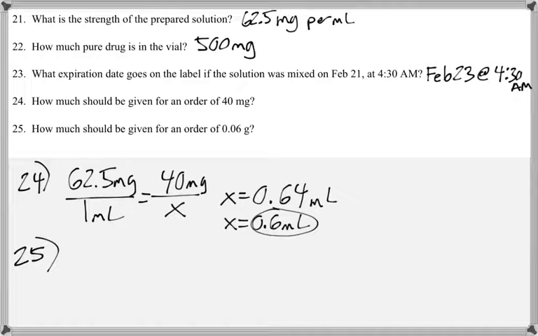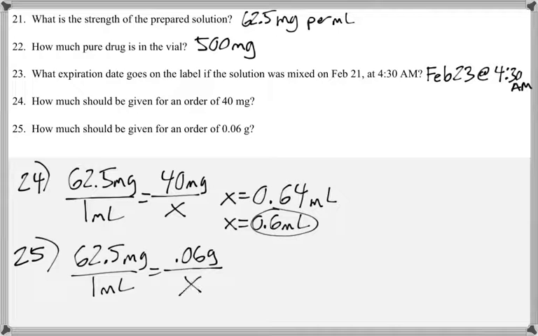Number 25, how much should be given for an order of 0.06 grams? And I'm using the same solution strength. I'm just setting up the proportion with 0.06 grams. And before I solve it, I need to get my units to match up. Okay, so if I solve the proportion, I should get 0.96, which if I round to the nearest tenth, that's going to round up to 1 ml.